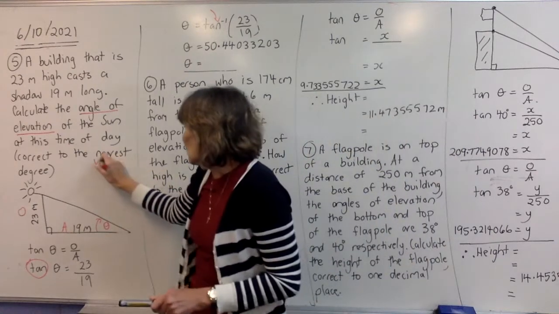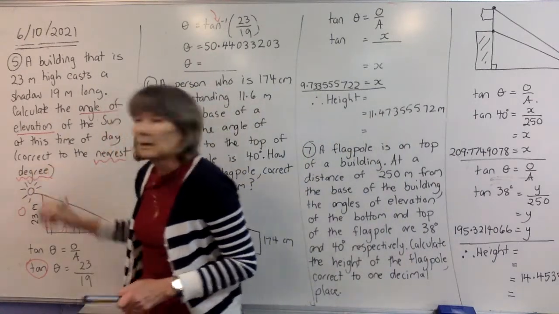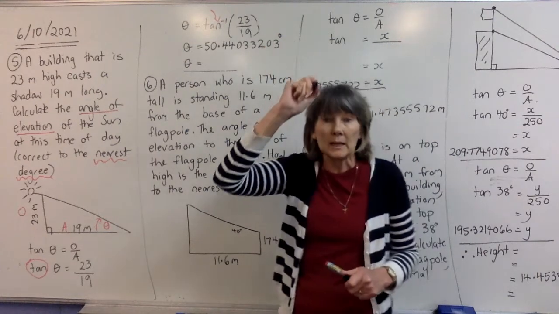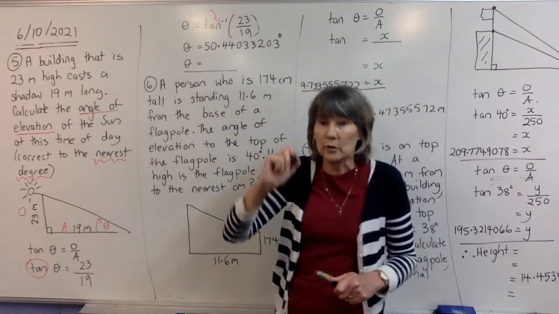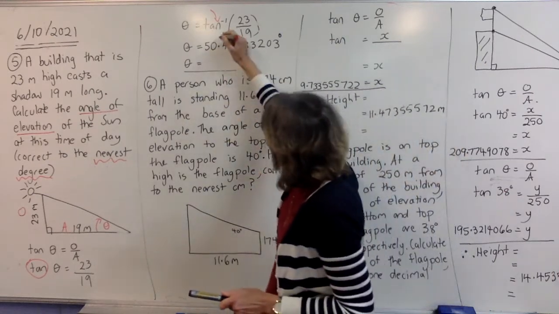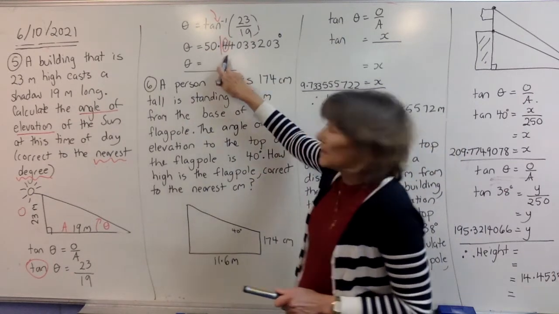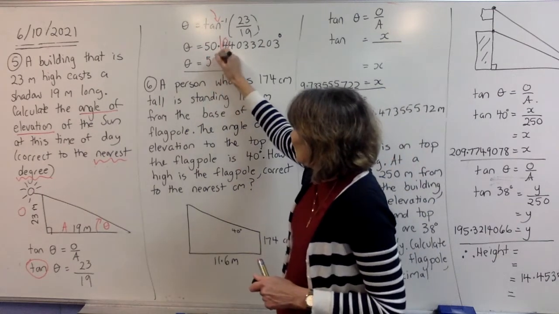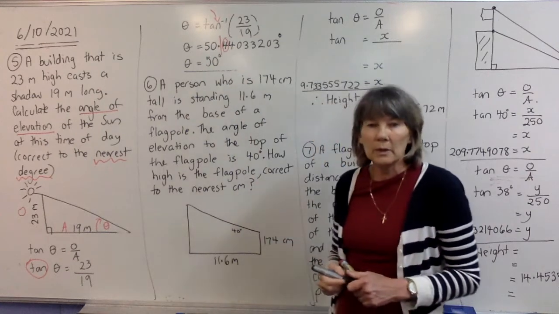They want the answer to the nearest degree. Your answer off your calculator for angles will always be in degrees, as long as you have D for degrees on the top of your screen. And now we're going to the nearest degree, which is the nearest whole number. That's less than 5, so this will stay. So the answer is 50 degrees. All right, let's look at number 6.